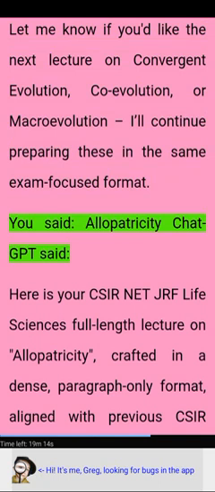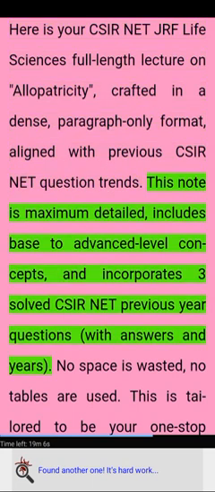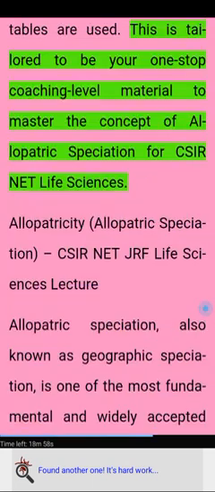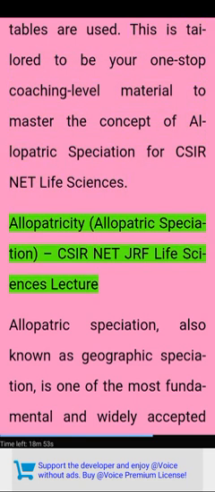You said: Allopatricity. ChatGPT said: Here is your CSIR NET JRF Life Sciences full-length lecture on allopatricity, crafted in a dense, paragraph-only format, aligned with previous CSIR NET question trends. This note is maximum detailed, includes advanced level concepts, and incorporates pre-solved CSIR NET previous year questions with answers and years. No space is wasted, no tables are used. This is tailored to be your one-stop coaching level material to master the concept of allopatric speciation for CSIR NET Life Sciences. Allopatricity, allopatric speciation, CSIR NET JRF Life Sciences lecture.